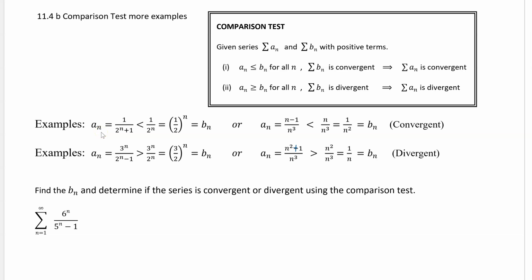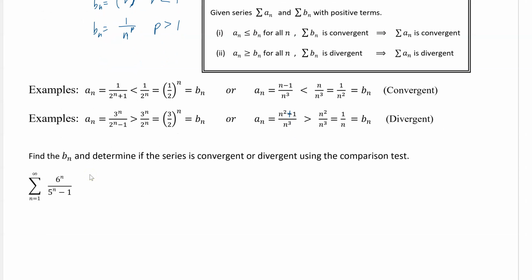These are some more examples for comparison tests. And what we're going to be using is those two little rules that we had before. So if you have r to the n, as long as r is less than 1, we have convergence. And if we have 1 over n to the p, as long as p is greater than 1, we're going to get convergence. So these are the b sub n's that we're looking for. And obviously, if r is greater than 1, it's going to diverge. And if p is less than or equal to 1, it's going to diverge as well.